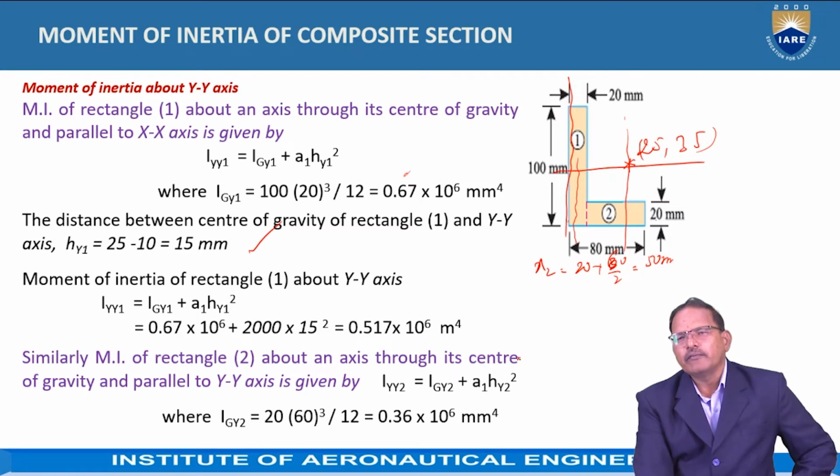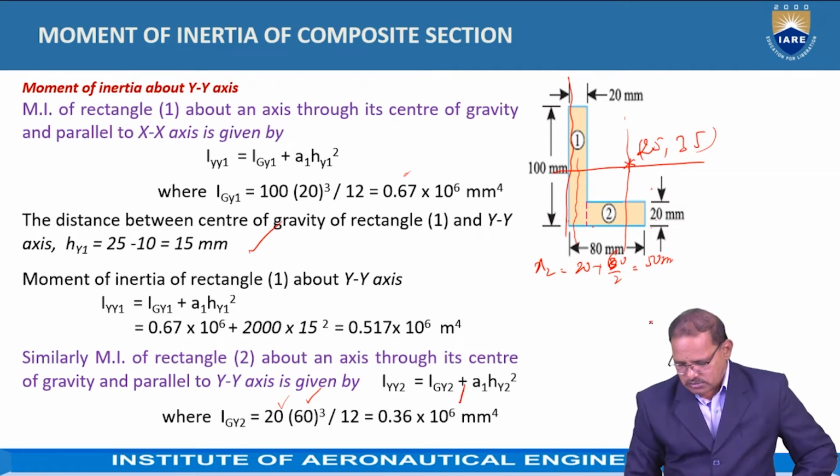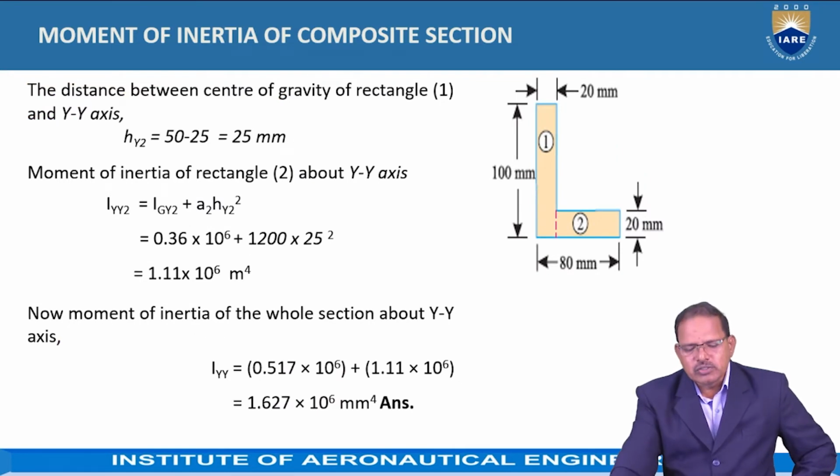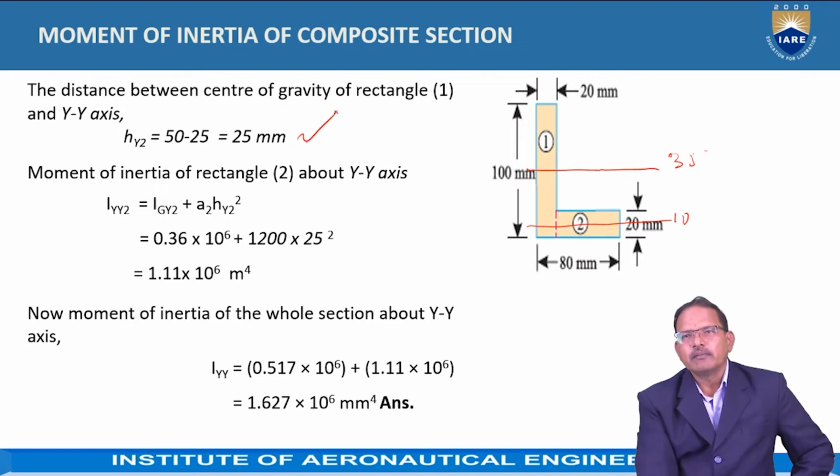Ig2 is equal to the moment of inertia possessed by the second section about the vertical line. The length is given as 60 and 20 is given. It is dividing 60 into 2 parts, hence it is equal to 20 into 60 to the power of 3 divided by 12, which is equal to 0.36 into 10 to the power of 6 mm to the power of 4. h by 2 is equal to the difference of the x coordinates of both the things. One is here at 10, so it is 35 minus 10, which is equal to 25 mm.